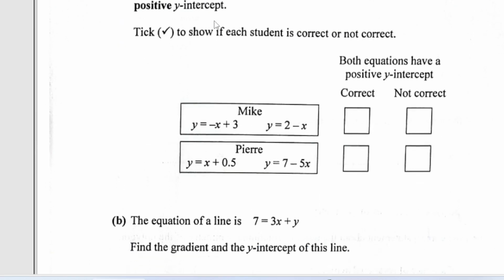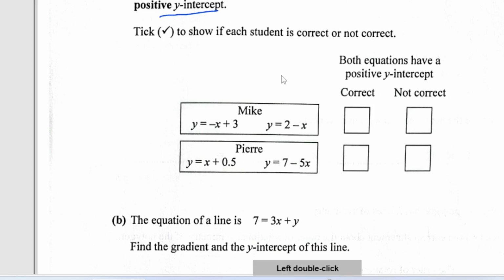Now the next one, number 7a, we have Mike and Perry who are each asked to write the equation of two lines that have a positive y-intercept.